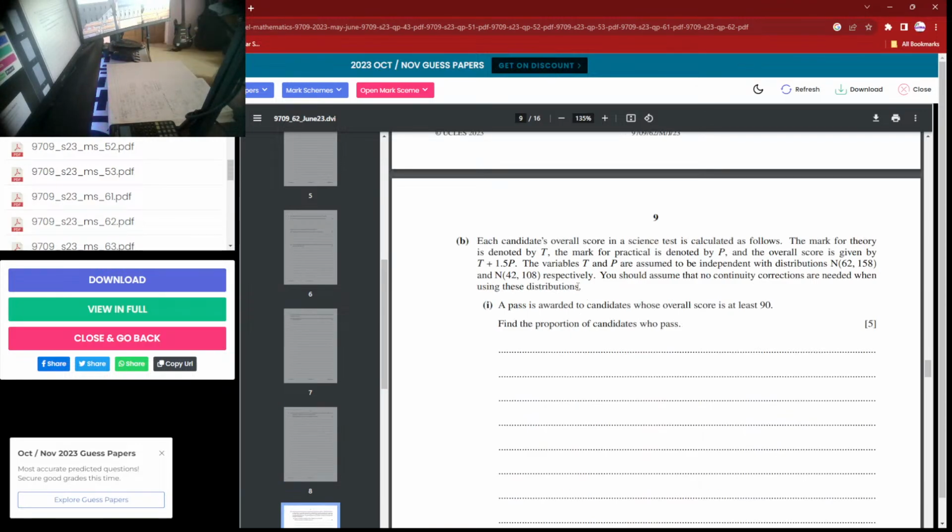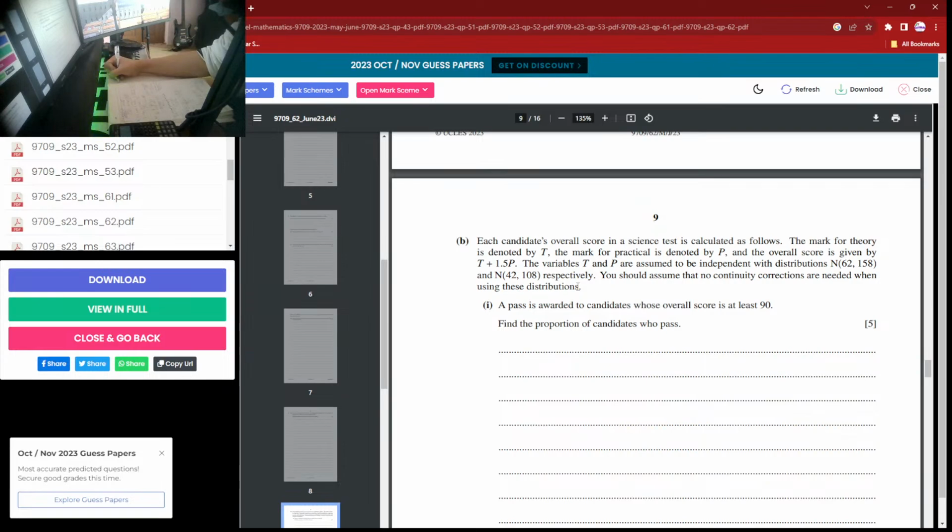Each candidate's overall score in the science test is calculated as follows. The mark for theory is denoted by T. The mark for practical is denoted by P. And the overall score is given by T plus 1.5P. The variables T and P are assumed to be independent with distributions N(62, 158) and N(42, 108). You should assume that no continuity corrections are needed when using these distributions. A pass is awarded to candidates whose overall score is at least 90. Find the proportion of candidates who pass.